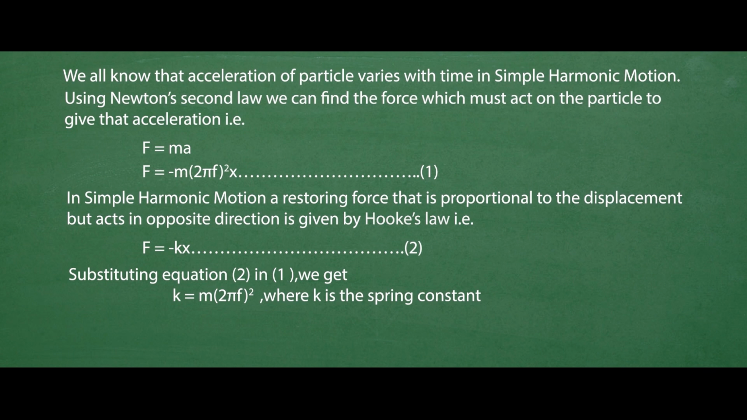Remember, on both sides of the equation we have a negative sign, so it will get cancelled off. So we have the spring constant value as m times (2πf) the whole square. Okay, so please remember what is the value of spring constant? m times (2πf) the whole square.